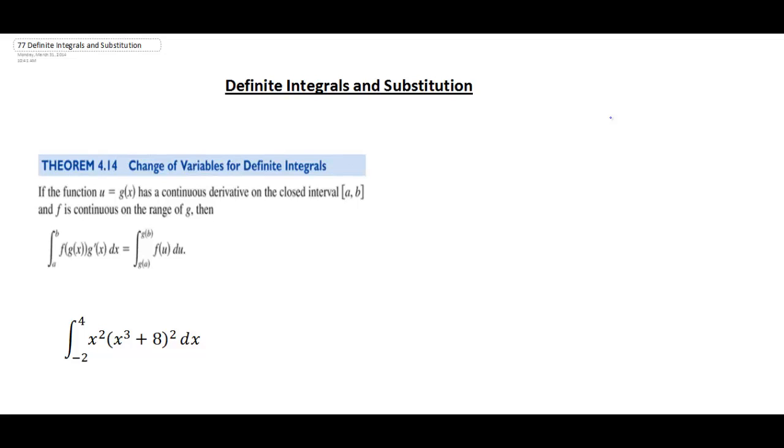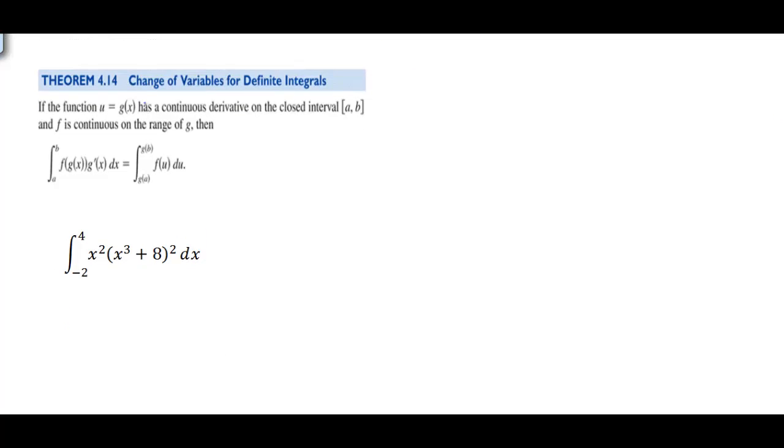Here with this video, we're going to continue to look at using our u substitution, but this time we're going to use it with our definite integrals. And we have our change of variable for definite integrals. It basically states if we have our function again, we're going to let u equal some function of x, and it has to be continuous on our closed interval. And of course, function f, as before, has to be continuous on the range of function g.